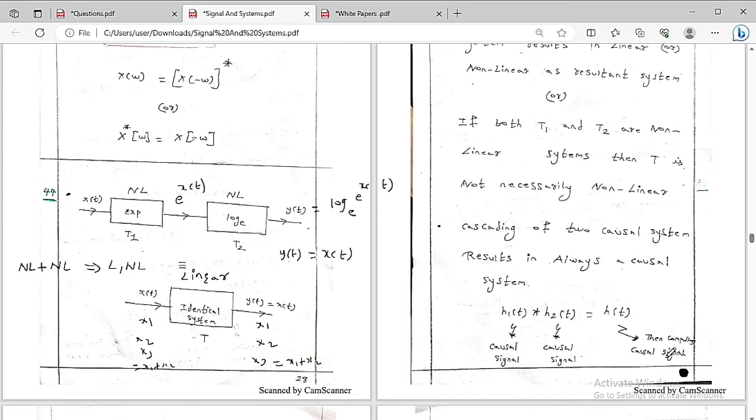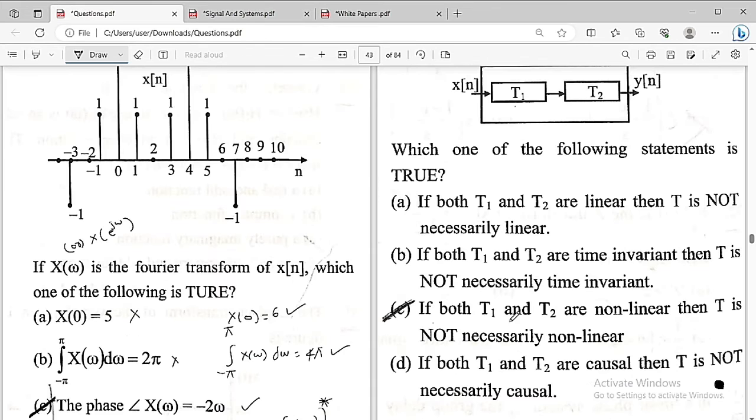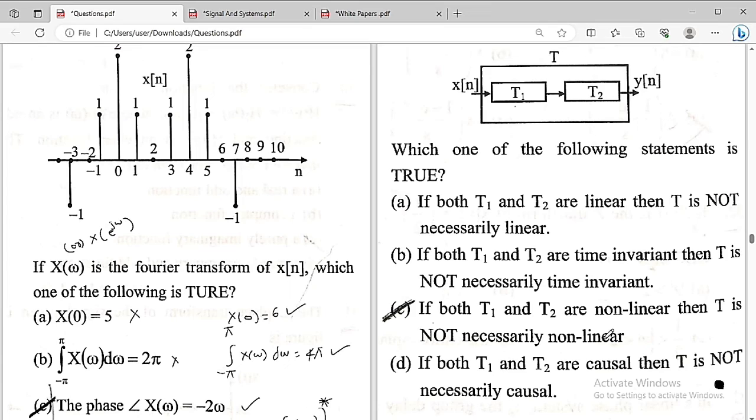So finally, whenever you cascade two non-linear systems, the resultant can be either a linear system or a non-linear system. Similarly, by cascading two causal systems, the resultant is always a causal system. This point you always have to keep in your mind. So what is the option? They are saying if both T1 and T2 are non-linear, then T is not necessarily non-linear. What is the meaning of not necessarily non-linear? It means it can be non-linear or it can be linear. That is the meaning of this.